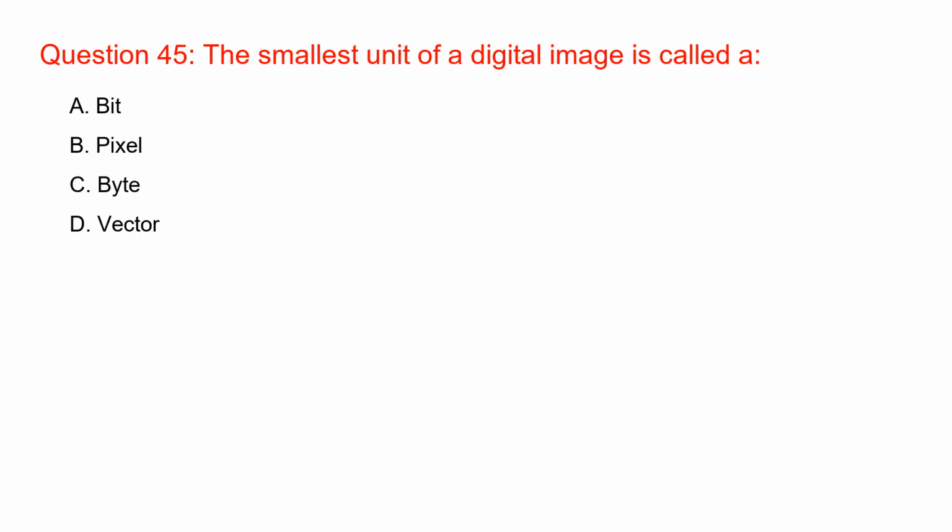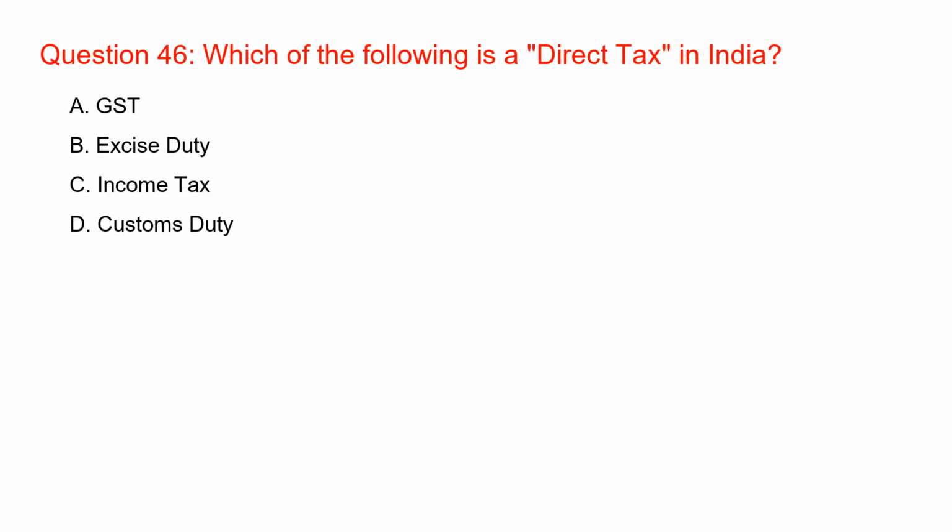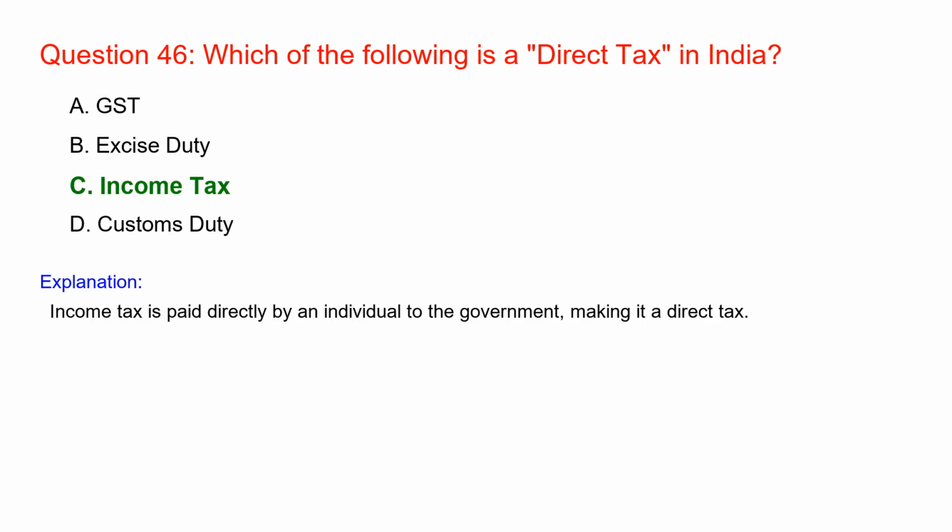The smallest unit of a digital image is called a pixel. Pixel stands for picture element. Which of the following is a direct tax in India? Income tax. Income tax is paid directly by an individual to the government, making it a direct tax.